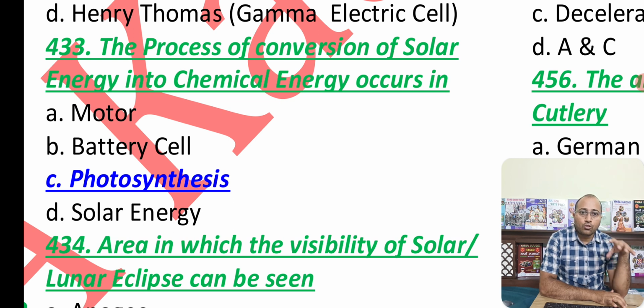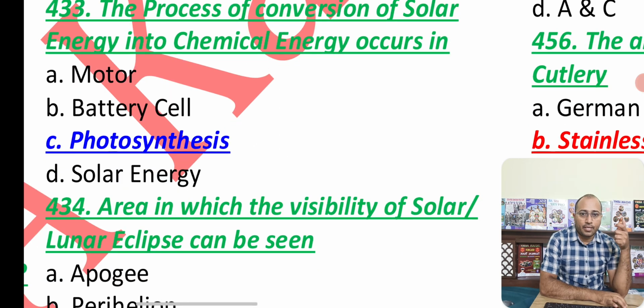The process of conversion of solar energy into chemical energy happens because of photosynthesis, guys. In this, what happens is, the solar energy directly gets converted into chemical energy. And you should know about the battery cell, in which we have chemical energy.